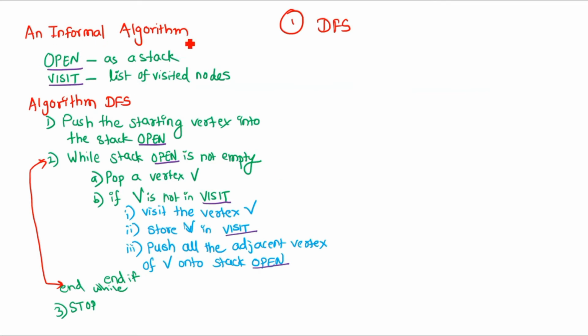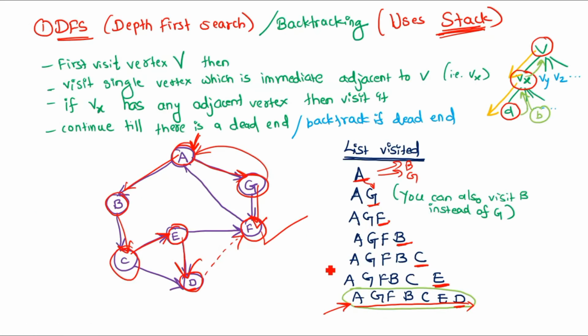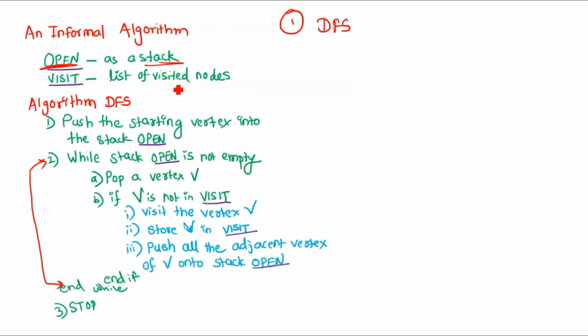Now what is an informal algorithm for this DFS? First of all, we should have something to store that particular data. So we are using a stack whose name is open, and to maintain such a list, we are using a kind of list for visited nodes. So we are labeling it with visit. The algorithm for DFS is, first of all, we will push the starting vertex into the stack open.